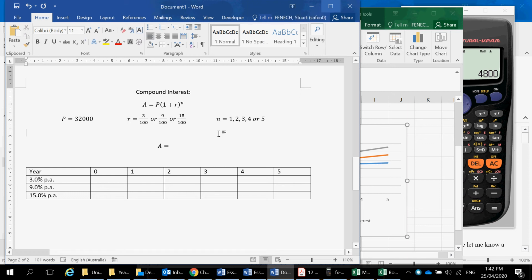Okay, here we are back. The idea is we're on the second part. We're doing compound interest now. We are going to see how Boris's debt of 32,000 accumulates in a compound interest situation.